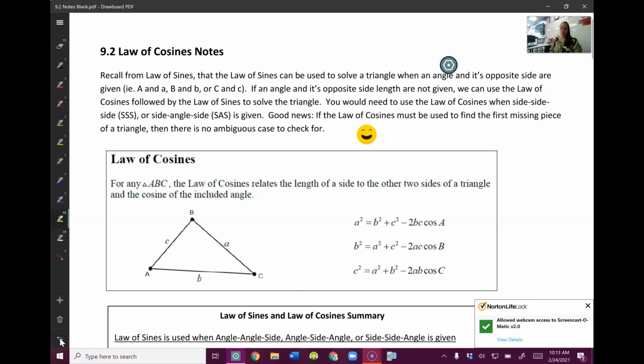Welcome to lesson 9.2, where we will be talking about the law of cosines. Now, the law of cosines does kind of work with the law of sines, and there are some little tricks to it that we need to know. So we're going to go through this very carefully.